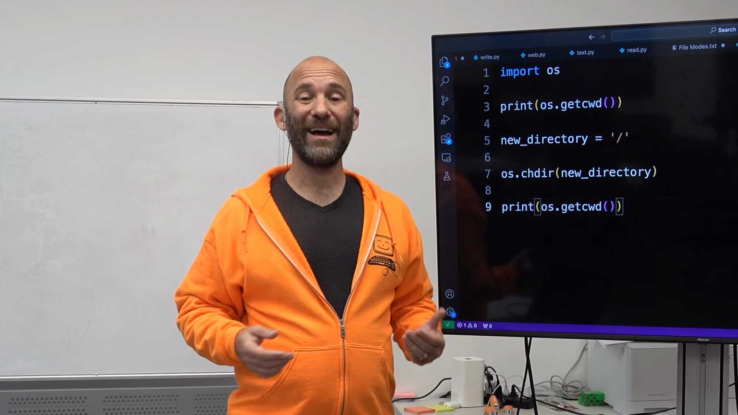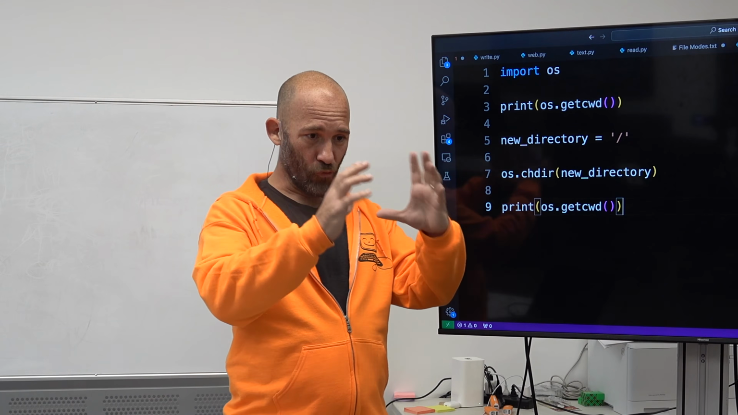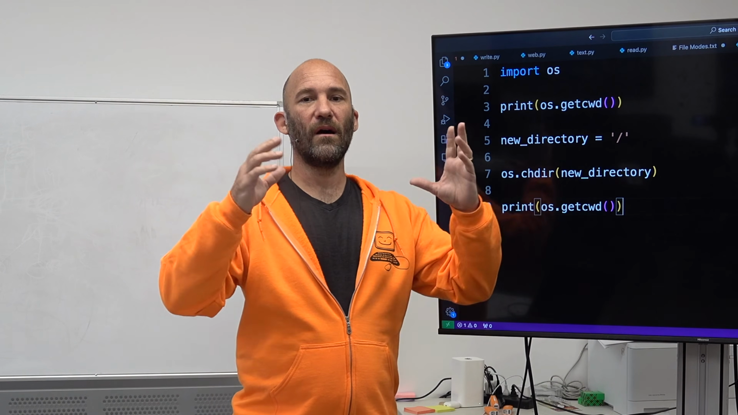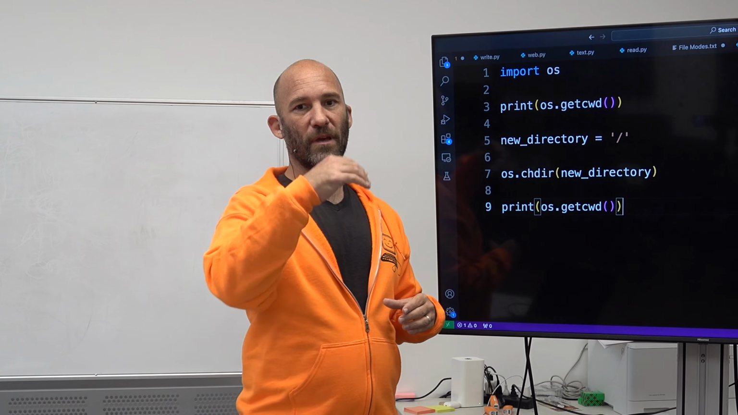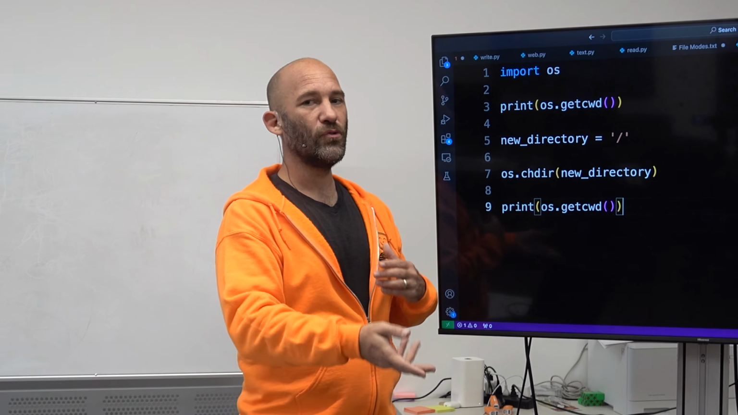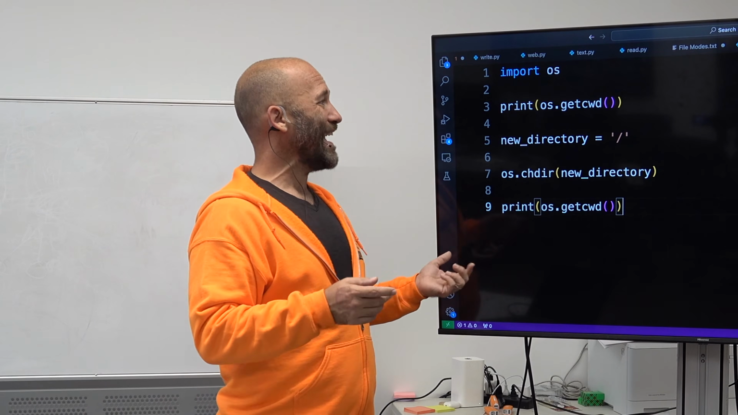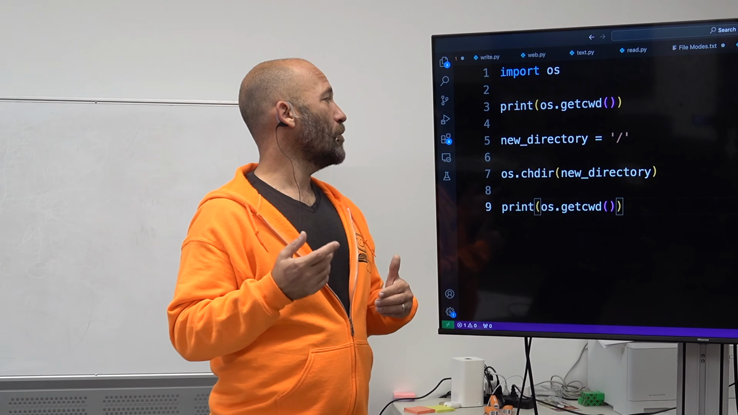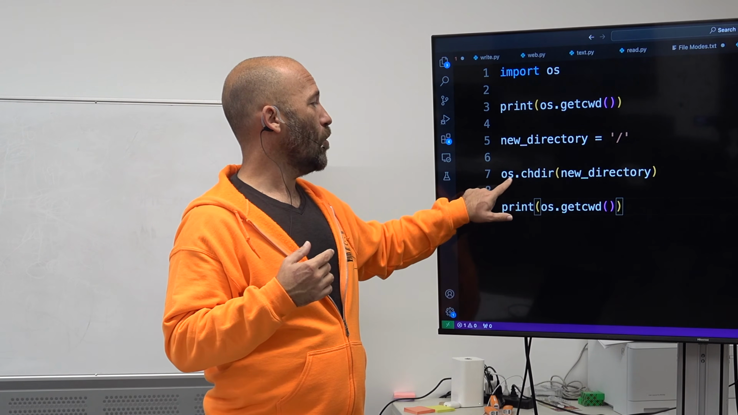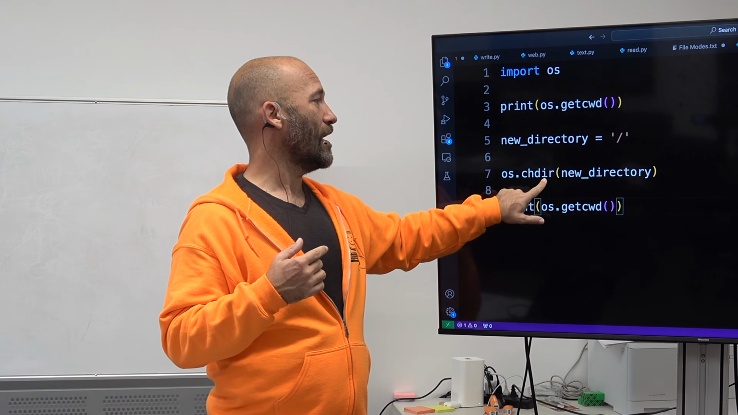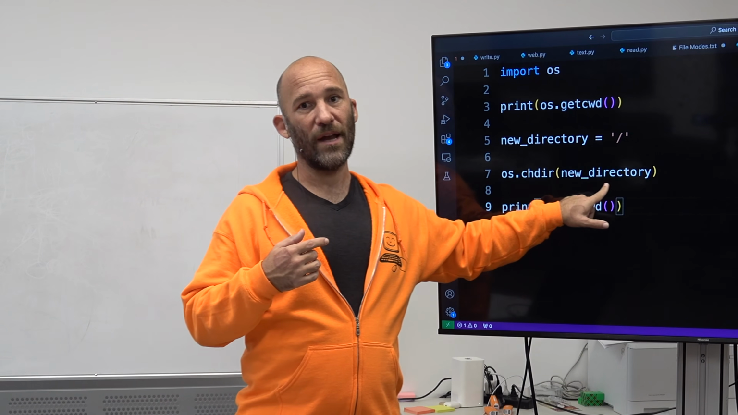So we were talking about the current working directory. So the current working directory is the root, the location that your Python script is going to be automatically writing files to or reading files from. You can change that on a per script basis. And so basically with that, you can do an os.chdir to whatever your new directory is.